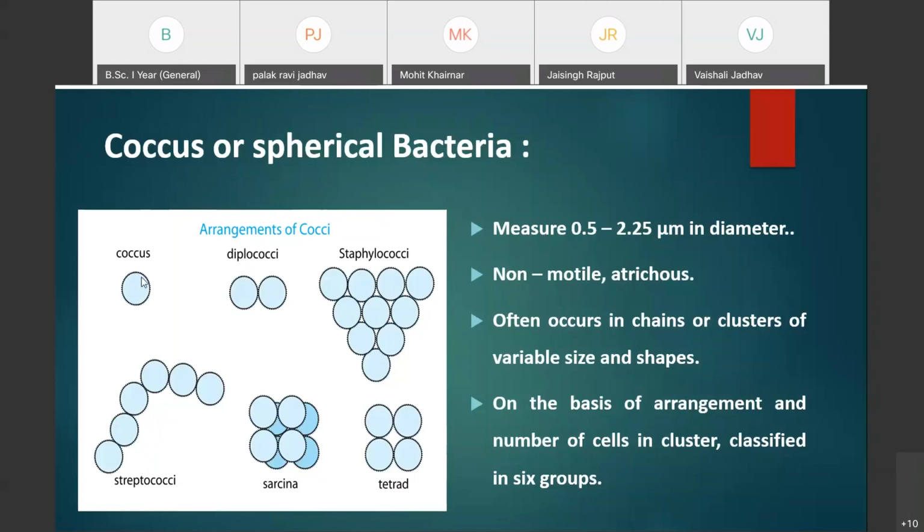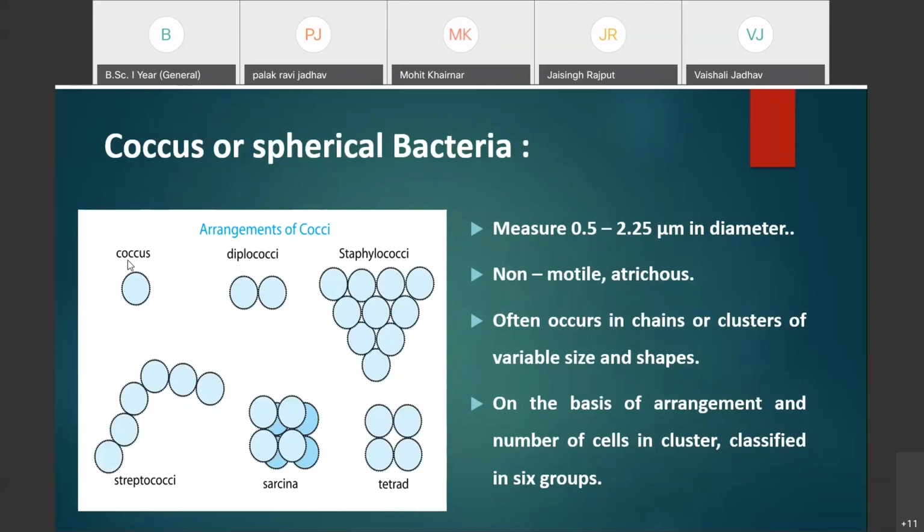Micrococci means when the coccus bacteria, or the spherical bacteria, occur singly. Number one, micrococci: when the cocci occur singly, they are referred to as micrococci. The second one is the diplococci. Diplo means two. When the spherical bacteria occur in pairs, they are referred to as the diplococci.